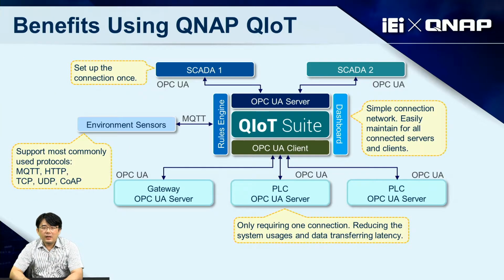The benefit of importing the QIoT is that we can have a simpler architecture with centralized networking management. The QIoT provides a simple UI setting. You can build a good simple architecture. QIoT is responsible for different HMI, SCADA, OPC-UA client requirements. QIoT also supports different communication methods such as MQTT, HTTP, TCP, UDP, and CoAP.